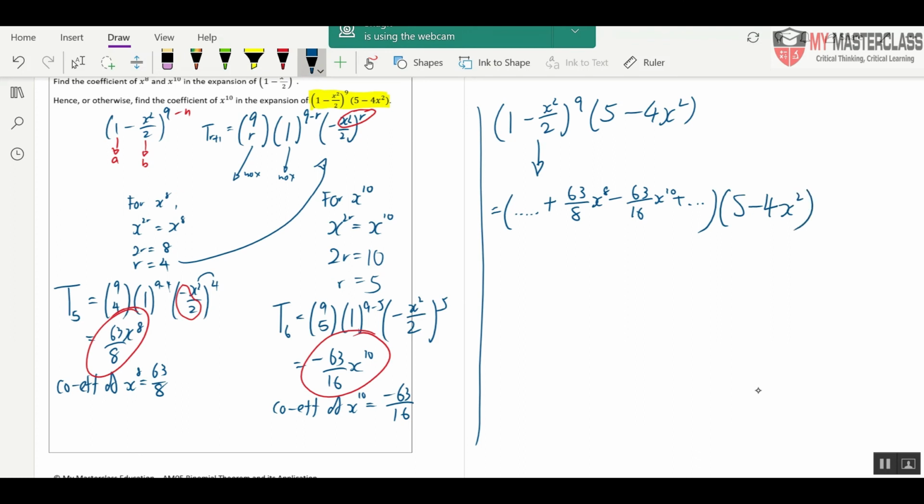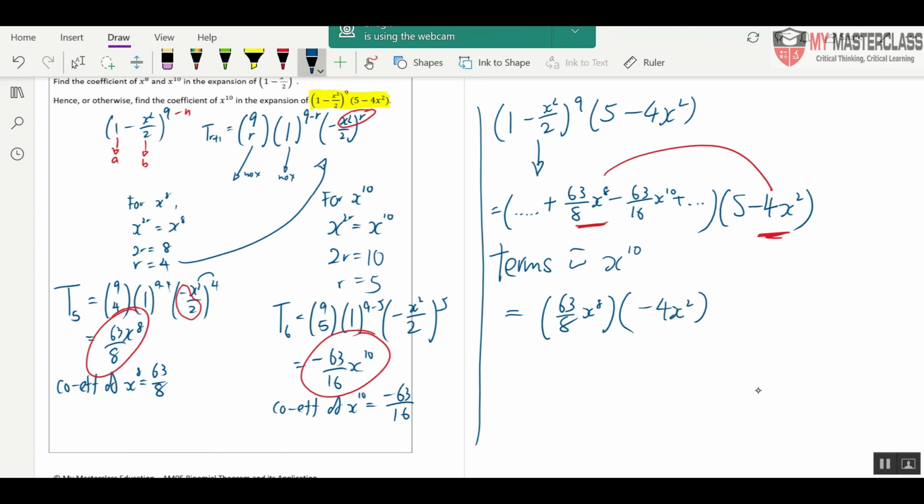Multiply by. Okay, same thing. Go back to the previous technique I taught you. Terms with x to the power of 10. So for the first guy, x to the power of 8 must multiply by who to get to x to the power of 10? Must multiply by him. Him multiplied by him. So we write down is equal to 63 over 8 x to the power of 8 multiplied by negative 4x squared. Okay, then the other guy there, plus, look at the green one, this guy to the power of 10 multiplied by who? Multiplied by the constant. Negative 63 over 16 x to the power of 10 multiplied by 5.